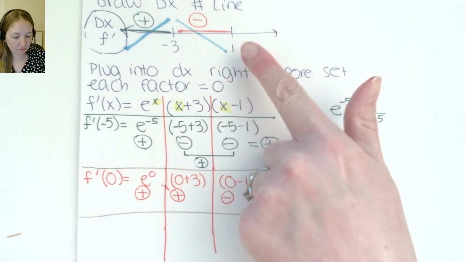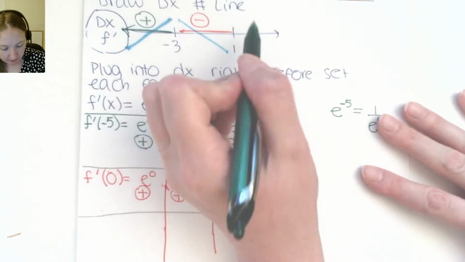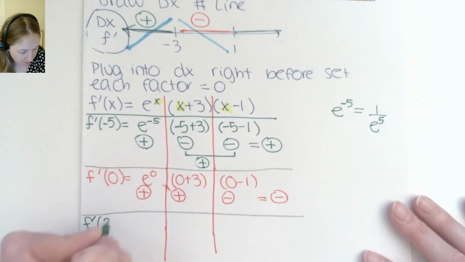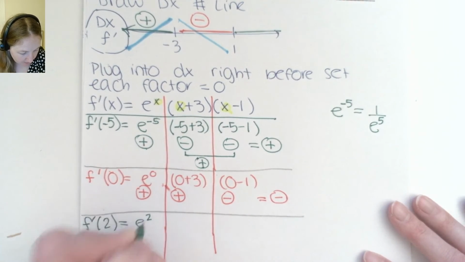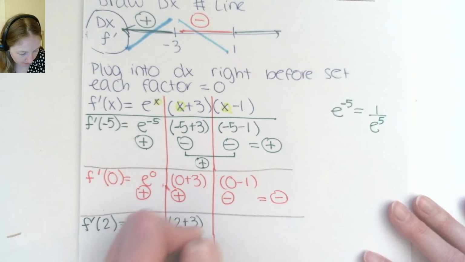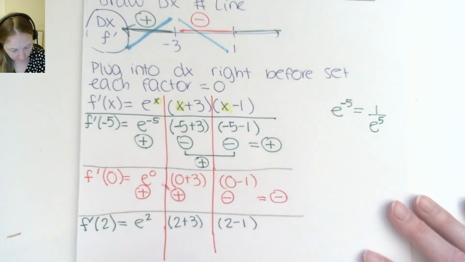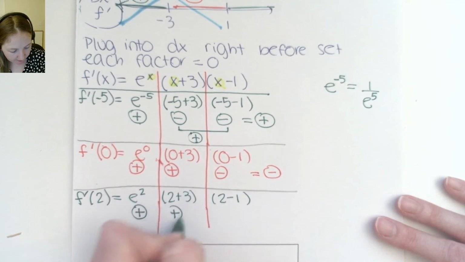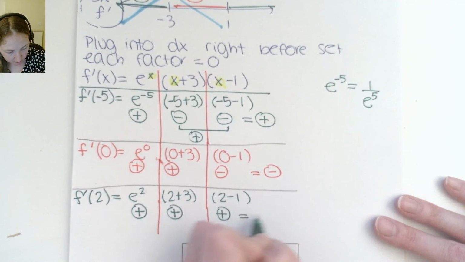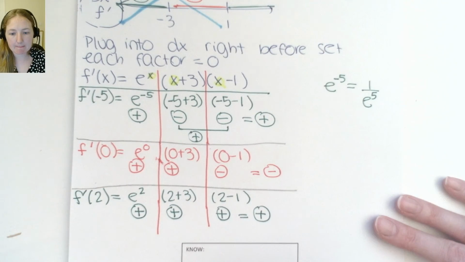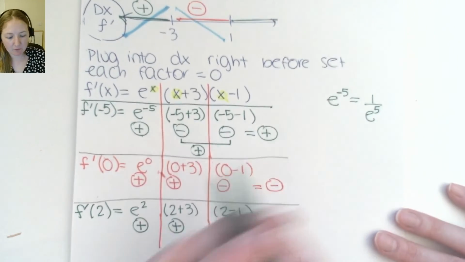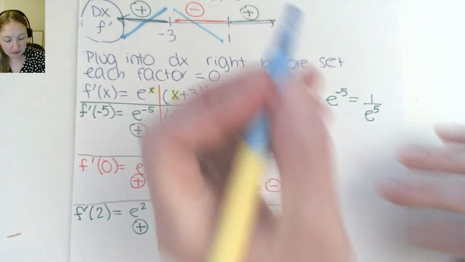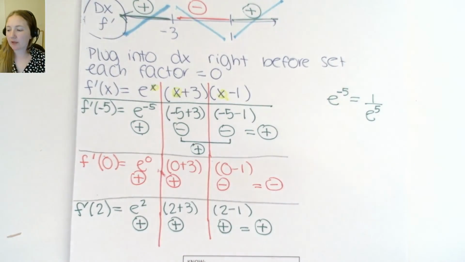All right, then from 1 to infinity, we need to plug in some numbers. So let's say I plug in 2. So I have f prime of 2. That gives us e squared, 2 plus 3, 2 minus 1. So that's going to give us a positive, positive, positive. So we get a positive. So that positive again would indicate to us that we are increasing, that we're going up the hill.